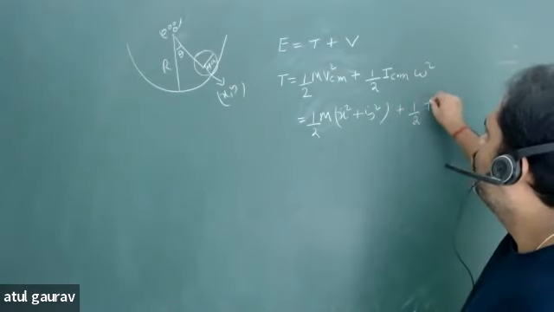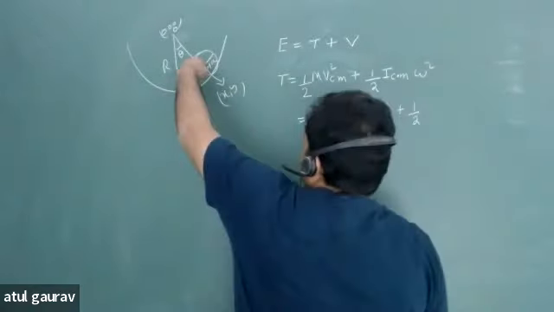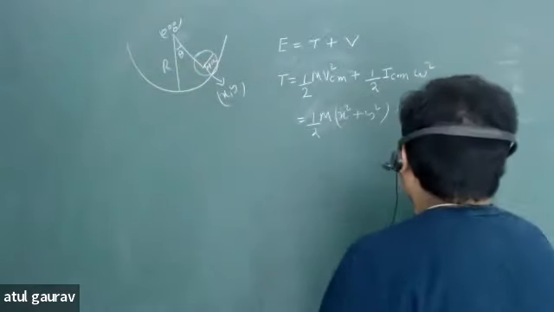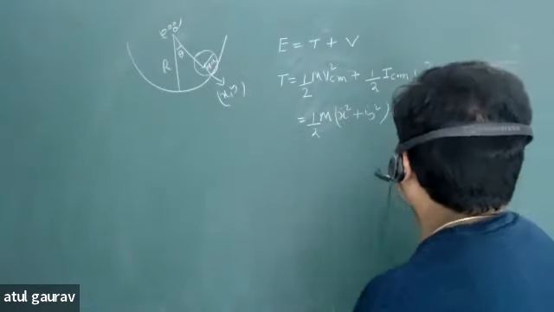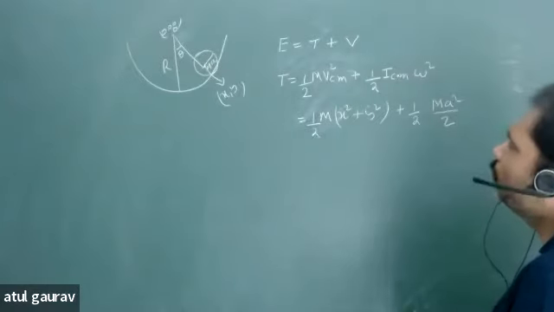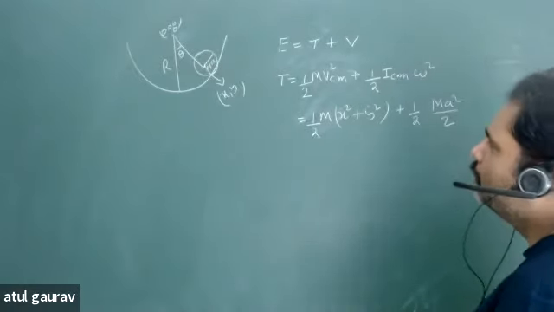Now half ICM. What will be ICM? You are rotating about this axis. What will this be? M A square by 2. Now, what will be your omega? Is that theta dot square?